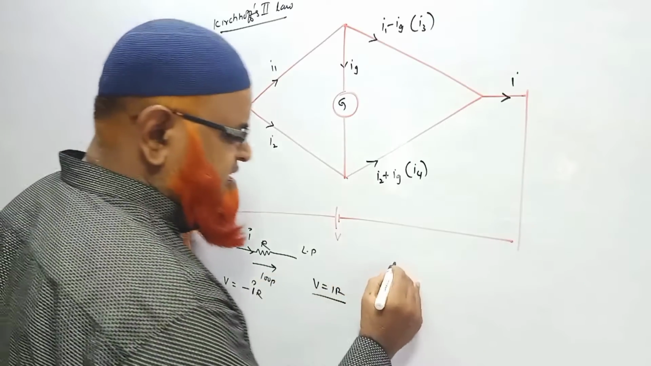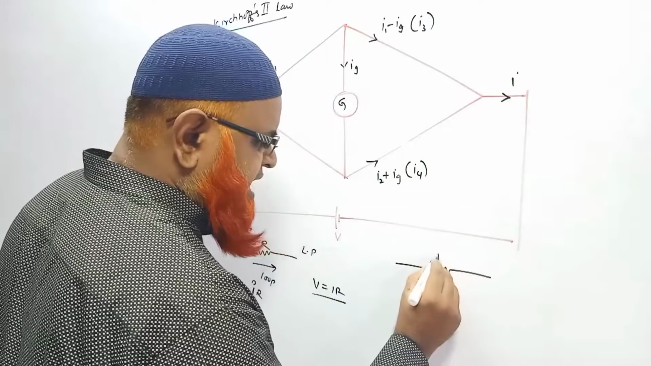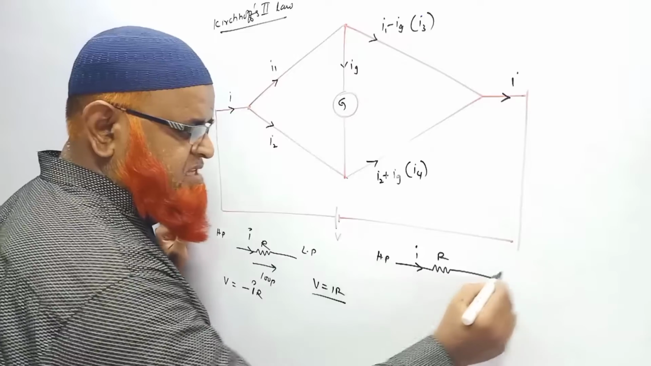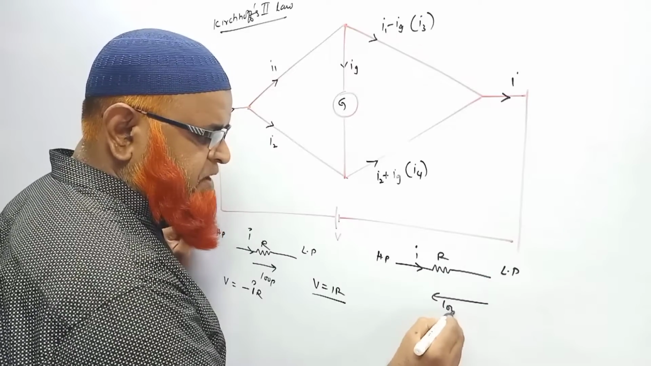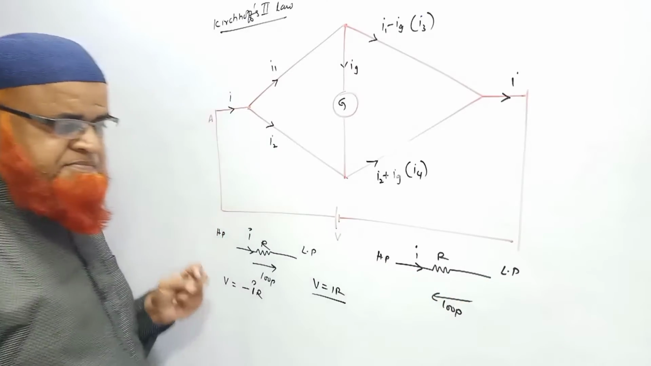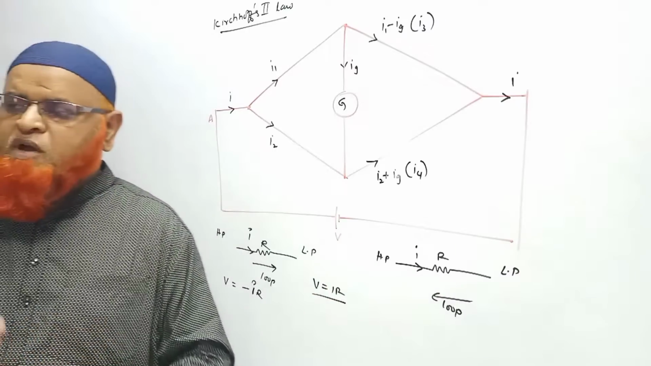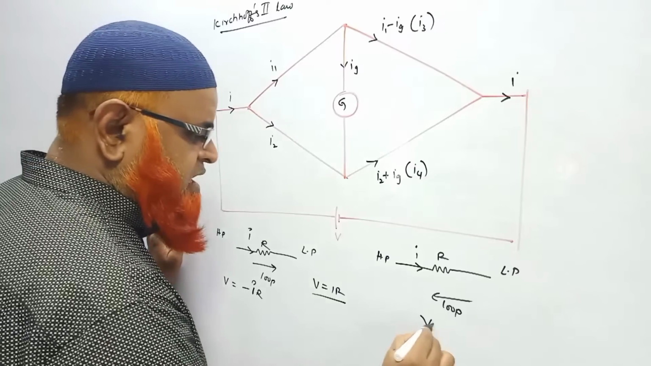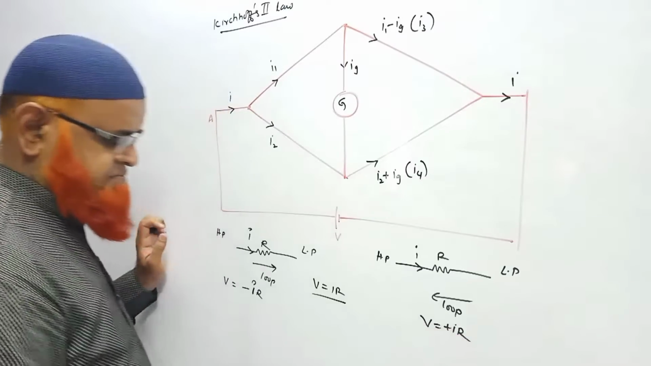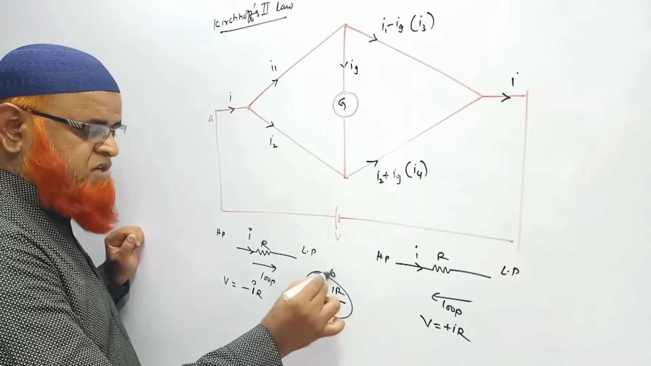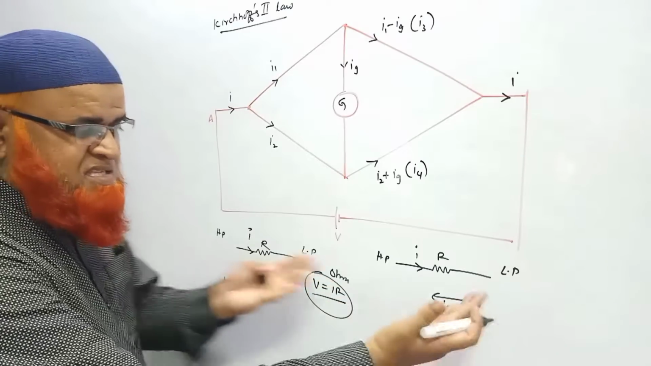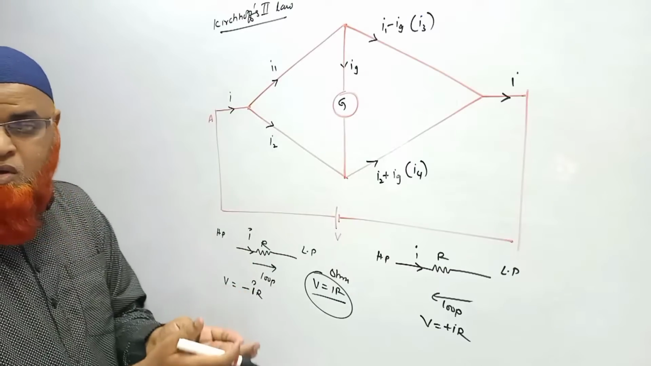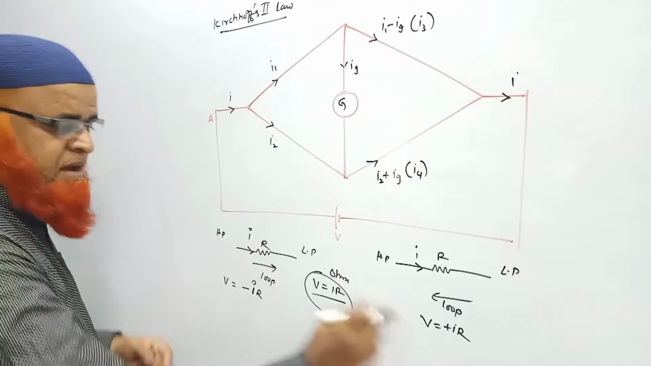Then what is the next case here? This is R and this is I. This is higher potential, this is lower potential. Now the loop is from lower to higher. From lower to higher, you are going from lower class to higher class. It is promotion, plus. So therefore here it will become plus I into R. This is Ohm's law. Here plus because you are going from lower to higher. Here minus because you are going from higher to lower. So this you have to remember.